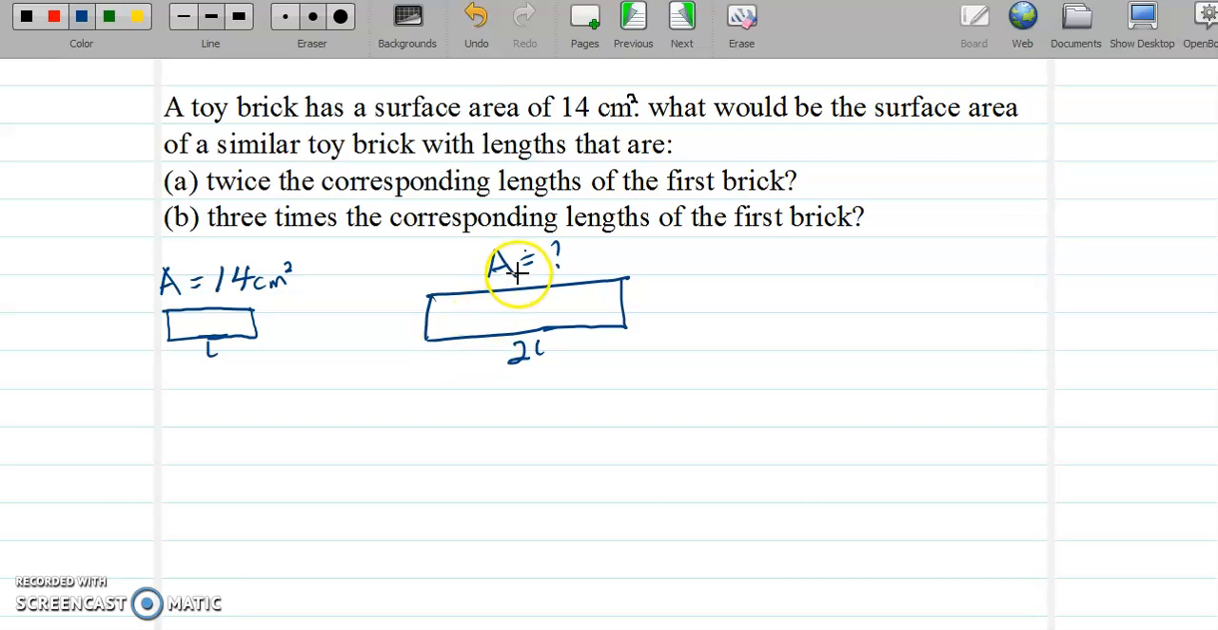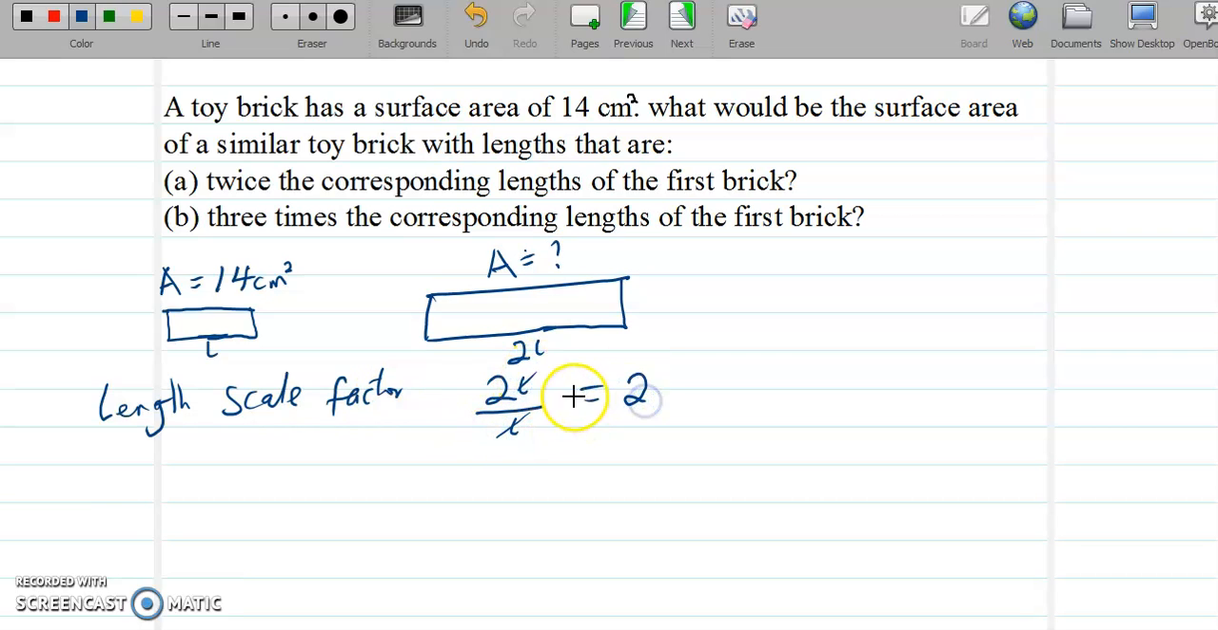Before we can find the surface area of this, first of all, we need to find the length scale factor. To find the length scale factor, we have the length of the big one, which is 2l, divided by the length of the small one, which is small l. If I divide this, I have that to be what? 2. See that? That gives us 2.